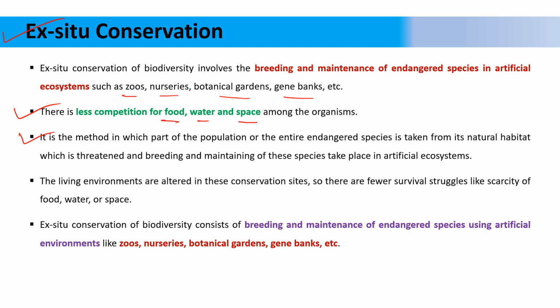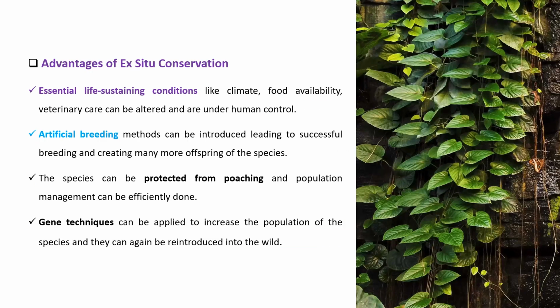It is a method in which part of population or entire endangered species is taken from its natural habitat which is threatened, and breeding and maintenance of these species take place in artificial conditions. So इसमें हम क्या करते हैं कि जो भी endangered species होती है या threatened species होती है, उस पूरी species को हम protect करते हैं. The ex-situ conservation consists of the breeding and maintenance that include the zoo, botanical garden, gene bank, all these measures for the conservation of biodiversity. Now, what are the advantages of the ex-situ conservation?